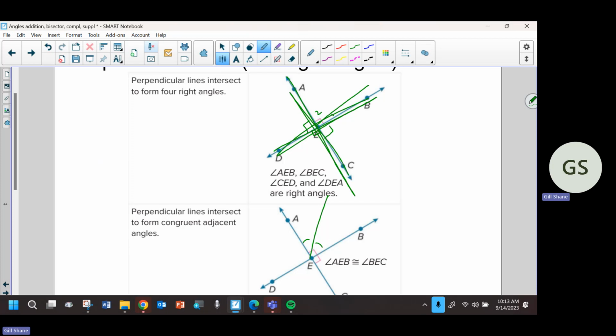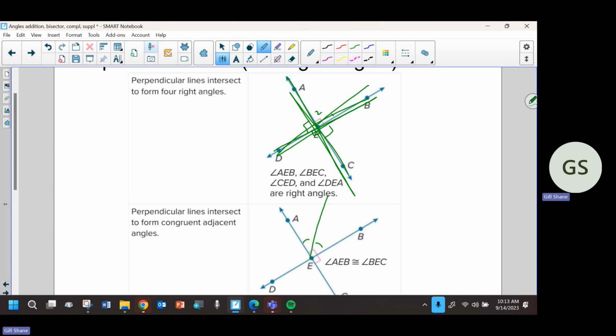So what are we going to be testing? I haven't made that up yet. You're going to need to know complementary means 90. Perpendicular lines form 90-degree angles, and then you need to know how to do the problems that we did the other day.